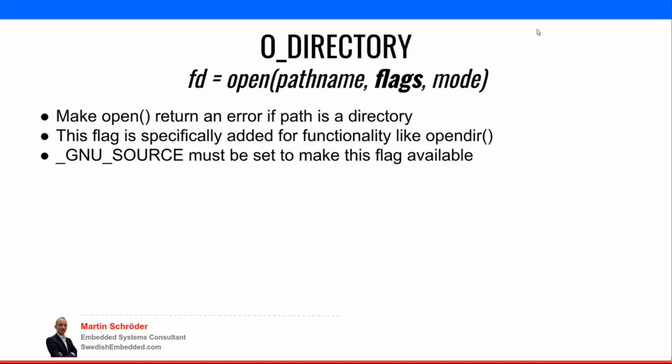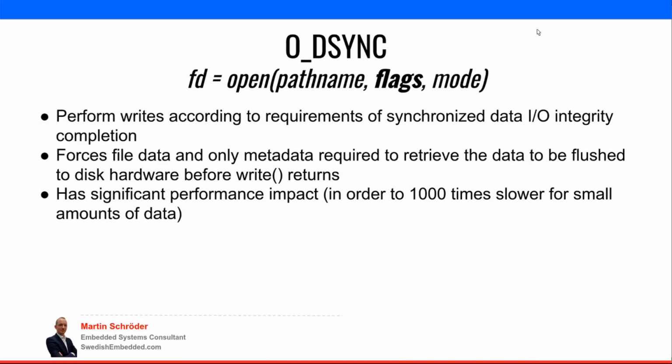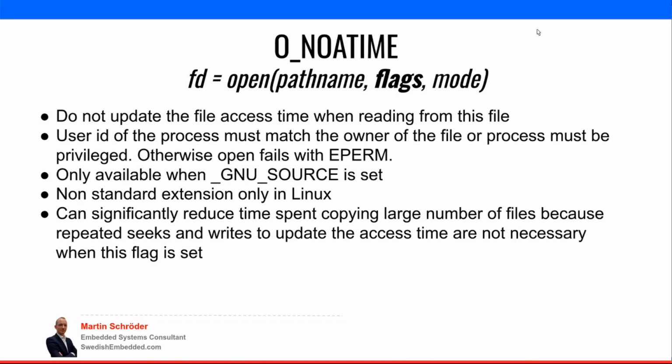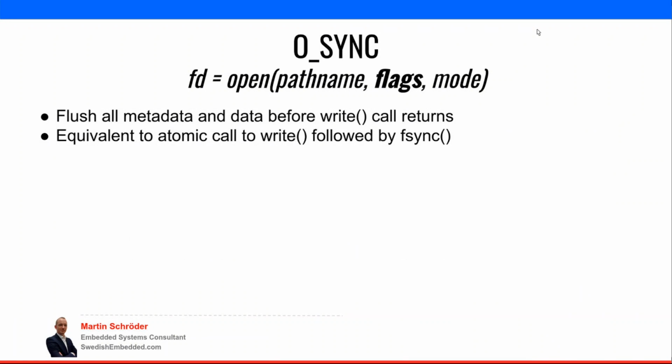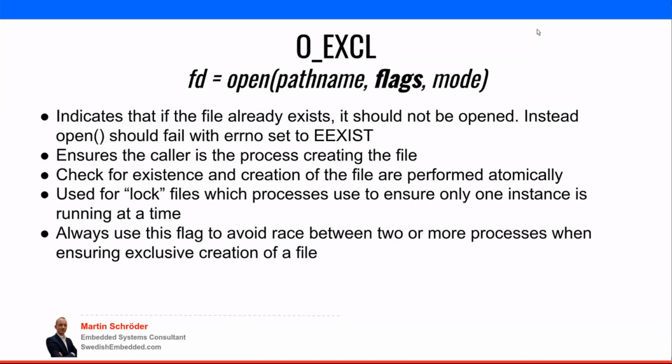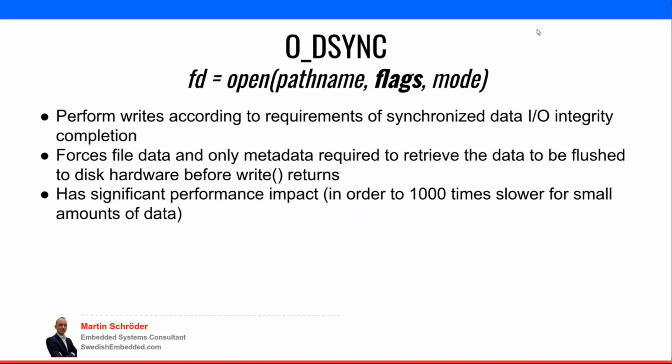We have also an option called O_DIRECTORY, and this will make the open call return an error if the path is not a directory. This is specifically added for the opendir functionality, and it's only available also if you specify the GNU source option or define it globally. Then this flag will be available. We have O_DSYNC, and we also have O_SYNC. These two are similar in nature, but they differ.